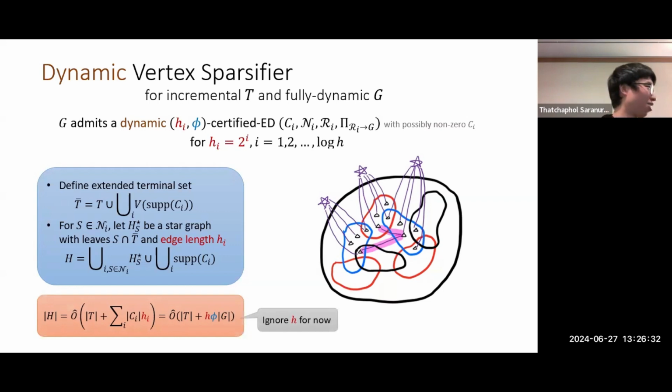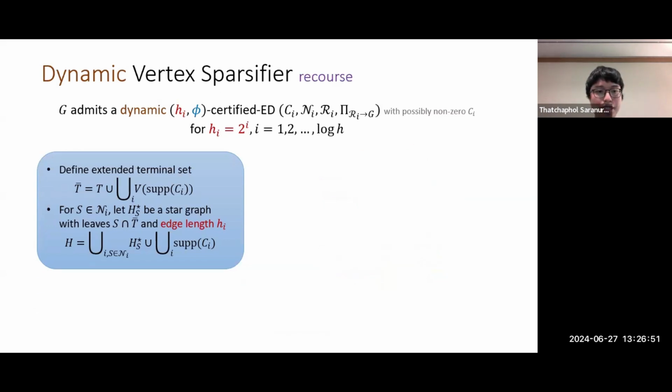If we ignore that there will be a factor H here because this cut is fractional. It means the number of cut edges actually has a factor H blow-up compared to the size of this moving cut. Okay, and how do we dynamize this with classifiers? We just use dynamic certified ED and keep the invariant that the vertex classifier is always constructed in this way.